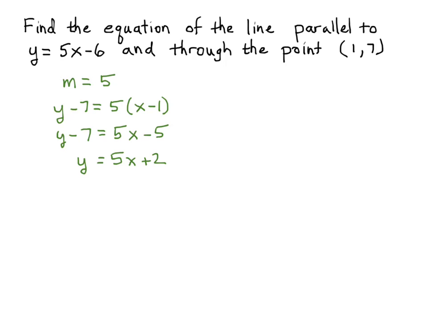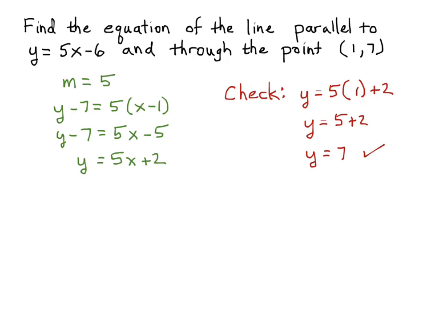y equals 5x plus 2. Now you know that this equation and this equation are parallel because they have the same slope, they have different intercepts, so they're not the same line. We can check that just by plugging in the point again, and we'll get y equals 7. Okay, so that's what you do with finding parallel lines.